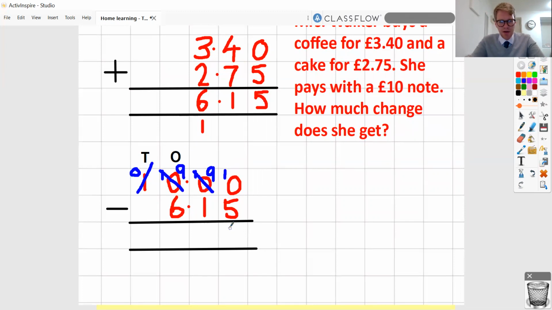Okay, so 10 take away 5, that's 5. 9 take away 1, that's 8. I'm going to keep my decimal point in the right place. 9 take away 6 is 3. And 0 take away nothing, that's 0. And this is the amount of money that Mrs. Walker would get back from her spending. She would get back £3.85. Now I say again, that is just for the spicy ones today.